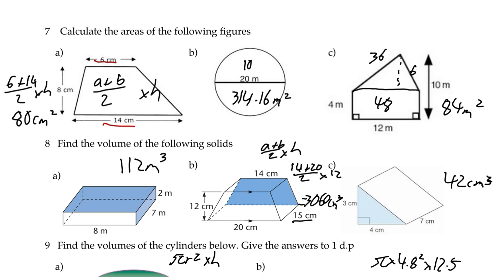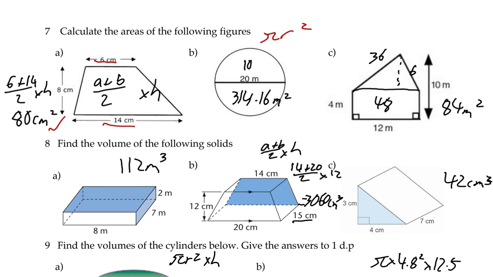So that will be 20 divided by 2 is 10, times by my height of 8 will get you 80 centimeters squared. For this one here, you should know pi r squared is the area of a circle. Because it's 20 meters as the diameter, the radius is half of that, it's 10. Pi times 10 squared, 100 pi, 314.16 meters squared.